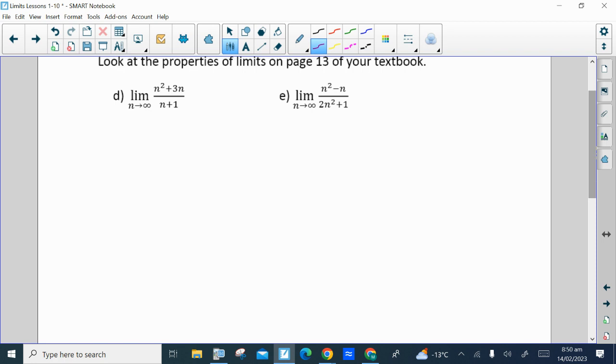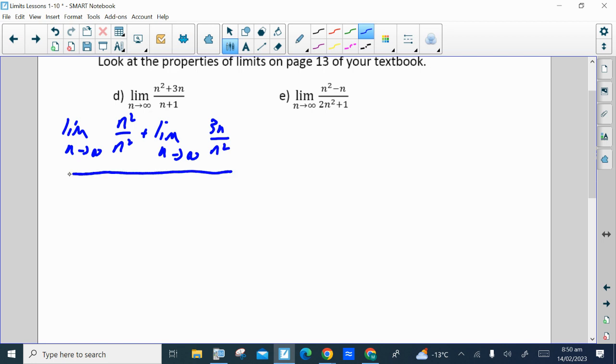So I'm going to do two things here. I'm going to use the properties of limits to break these up, and also I'm going to divide each term by the highest power of n, which is n squared. So this is what it'll look like. It'll be the limit as n approaches infinity of n squared over n squared plus the limit as n approaches infinity of 3n over n squared, all over the limit as n approaches infinity of n over n squared plus the limit as n approaches infinity of 1 over n squared.